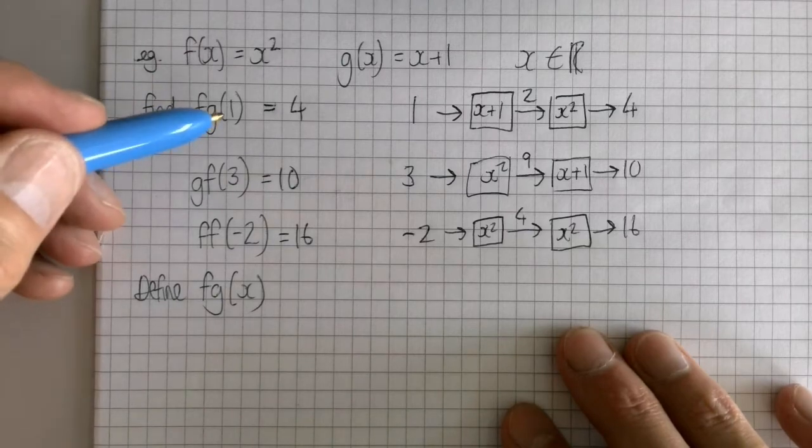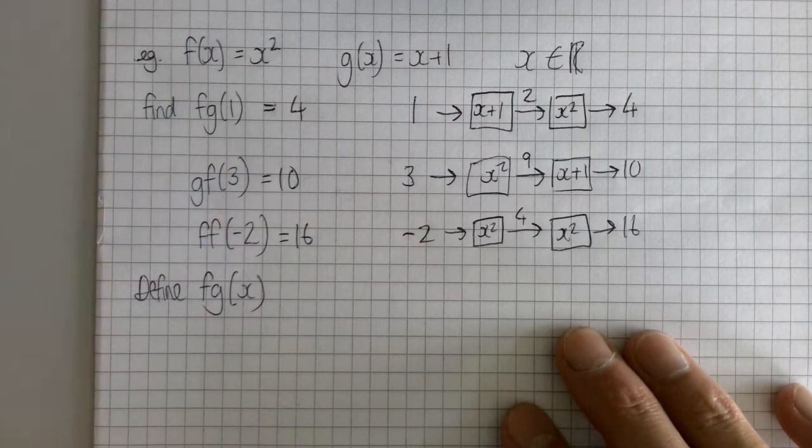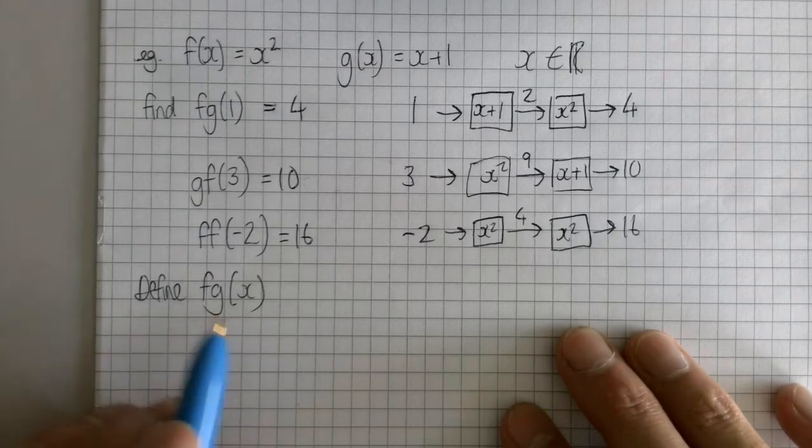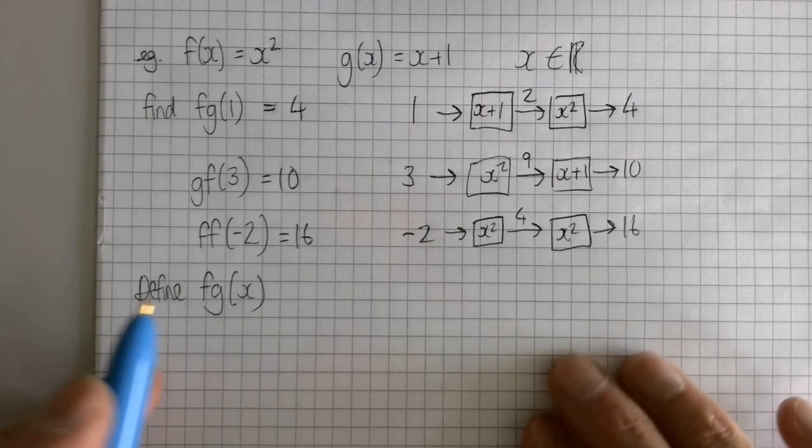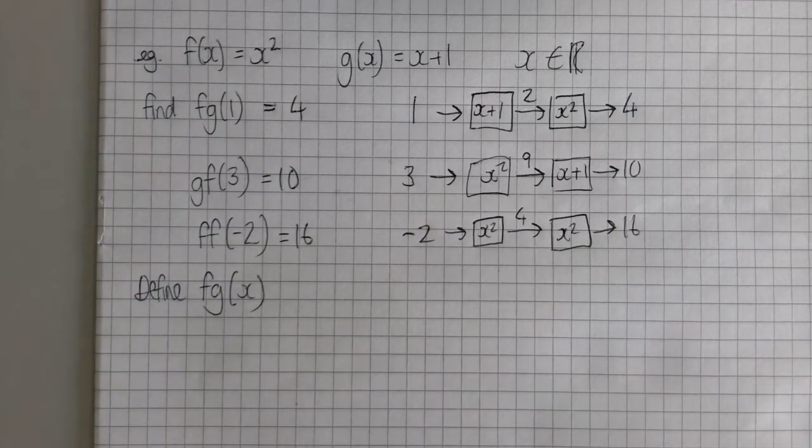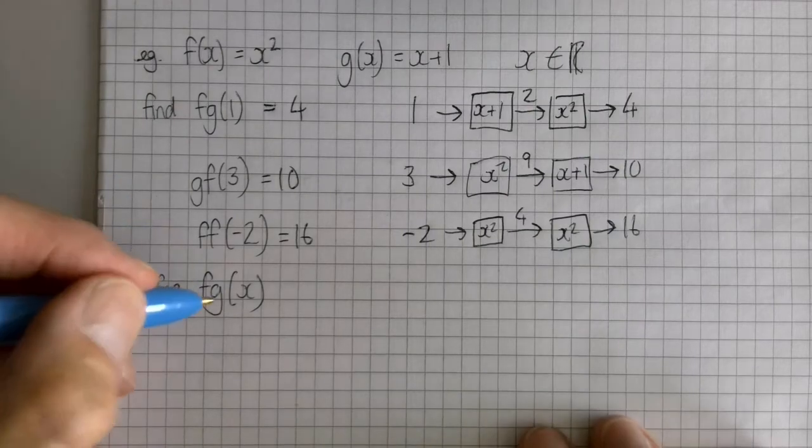So the first thing we need to be able to do is to put values into composite functions like that. Here, what's the overall effect of taking a number and putting it into g and then into f? We can describe that as an overall combined function. So let's draw a picture for this.